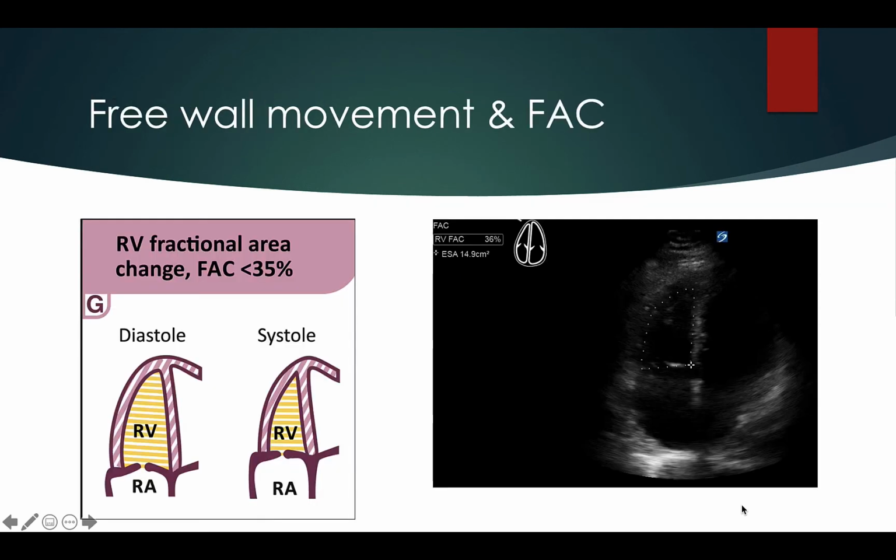Next, we'll look at the movement of the RV free wall. This contributes a major portion of RV ejection fraction. A visual assessment showing clear movement of this wall suffices to tell us that the right ventricle is functioning. However, if you're a numbers type of person, you can also assess this via the fractional area change, or FAC.